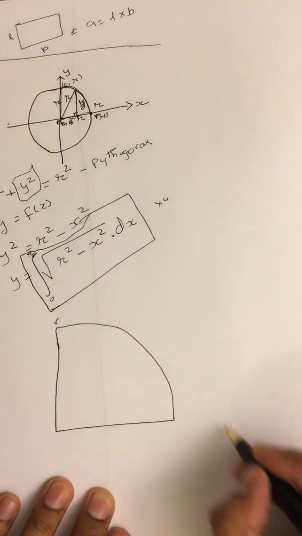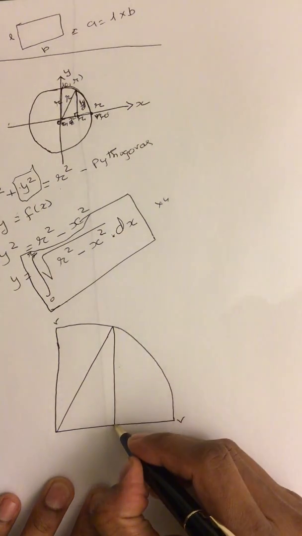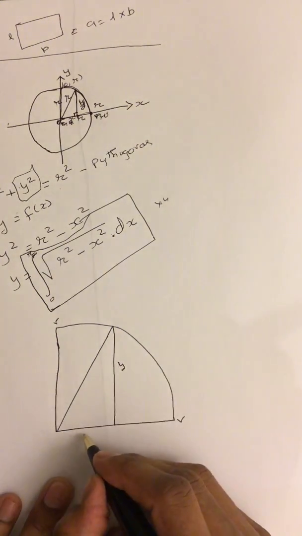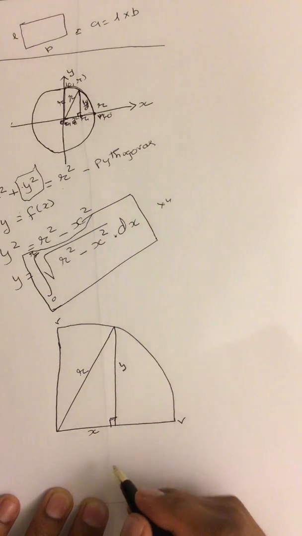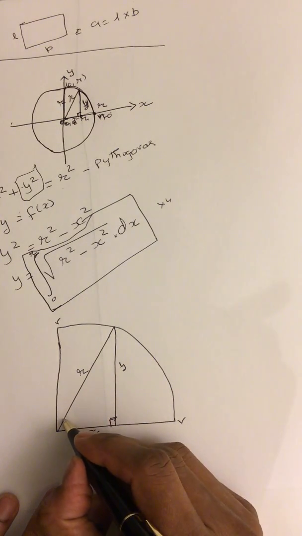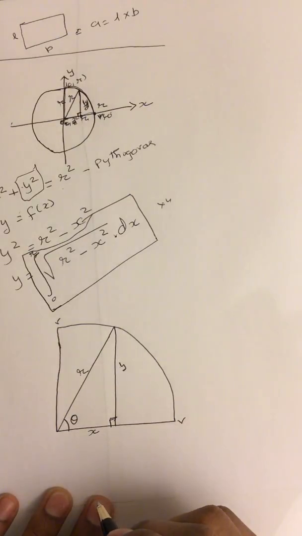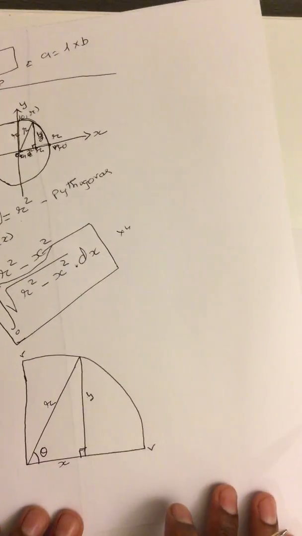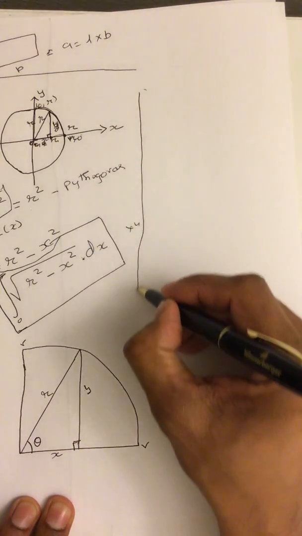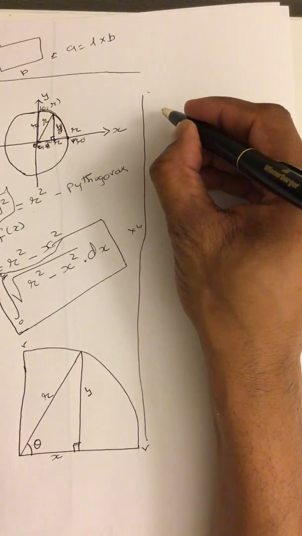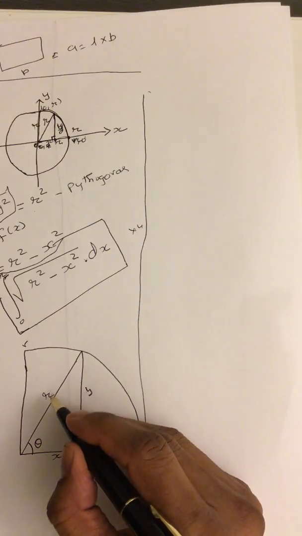So this is r, and I'm going to draw the same thing over here. This is y, this is x, so a right angle triangle, and this is r. Now what I'm going to do in this is denote the angle as theta. All right, so I'm going to denote the angle as theta. Now we have the y, we have x, and we have r.